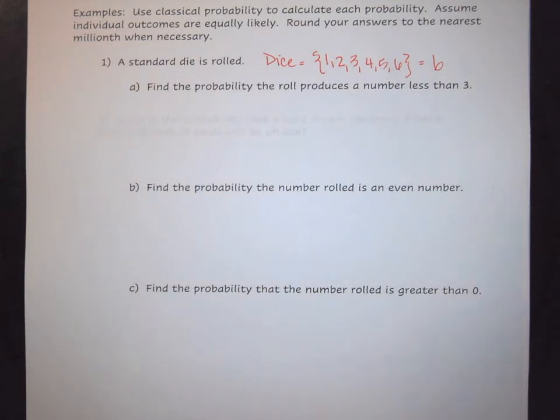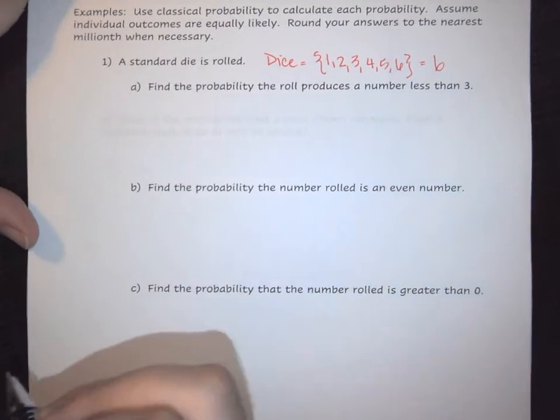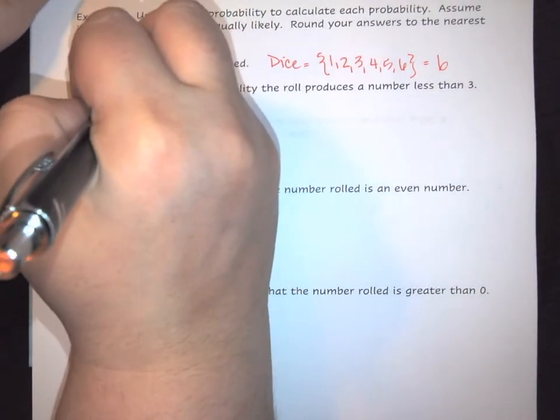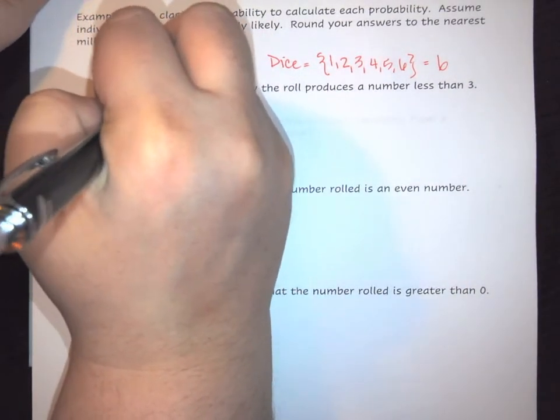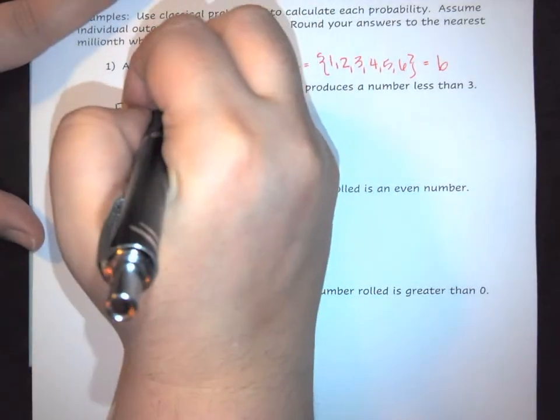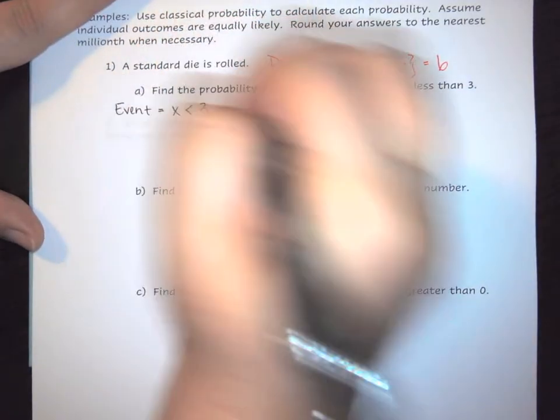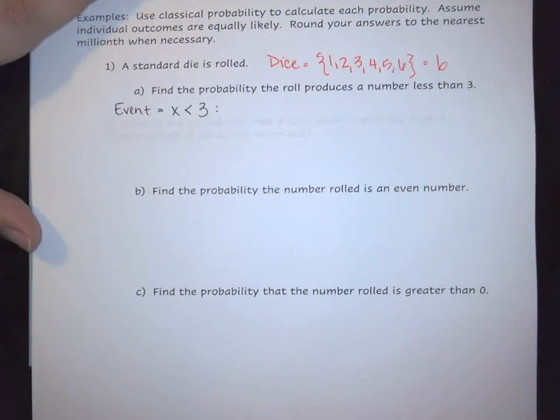So here we have a couple different scenarios, and we're going to look at how each of these scenarios would work in terms of calculating probability. So the first scenario says, what is the probability that if you roll that dice, you're going to produce a number less than 3? So the first thing you have to do is look at your event. And so in this case, my event here is going to be that x is less than 3. Okay, so that is the event that I'm looking for.